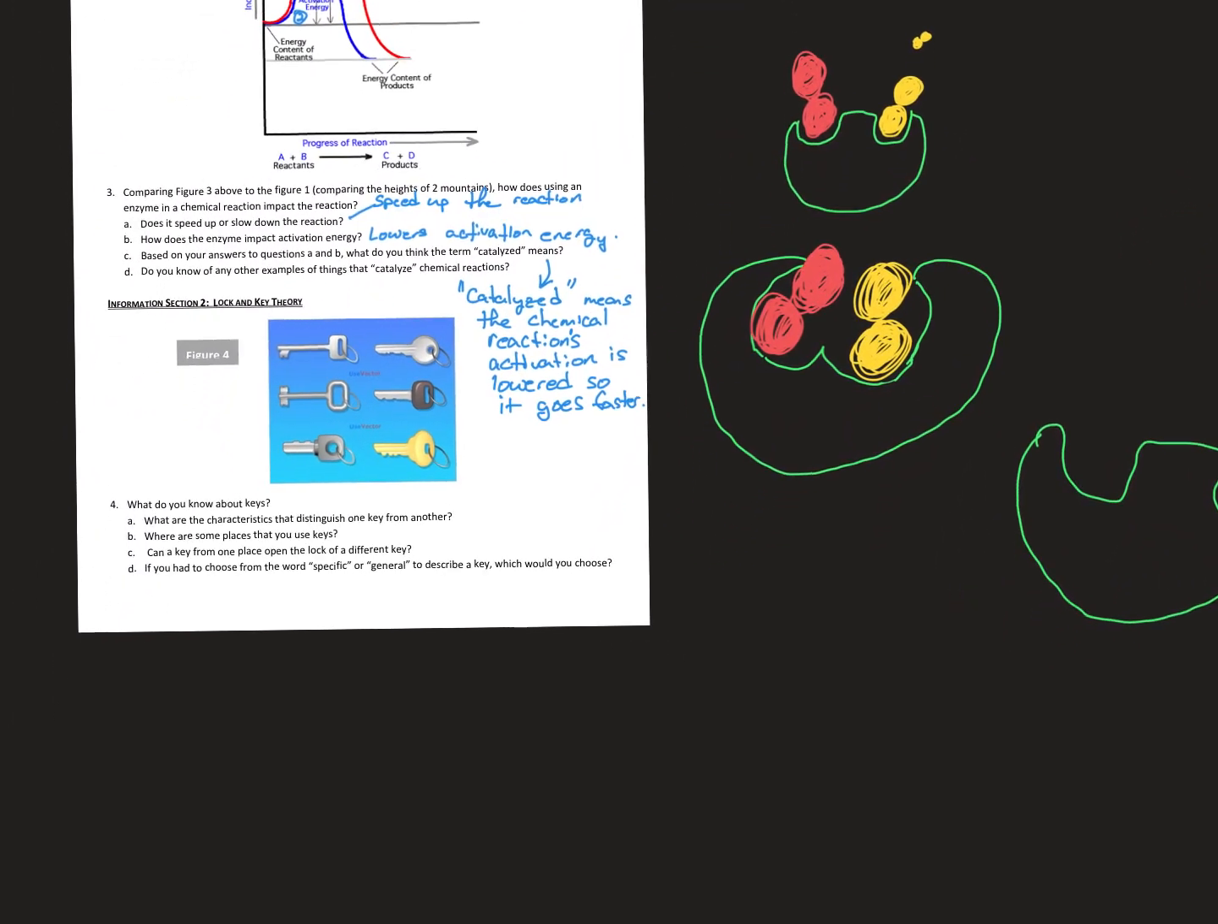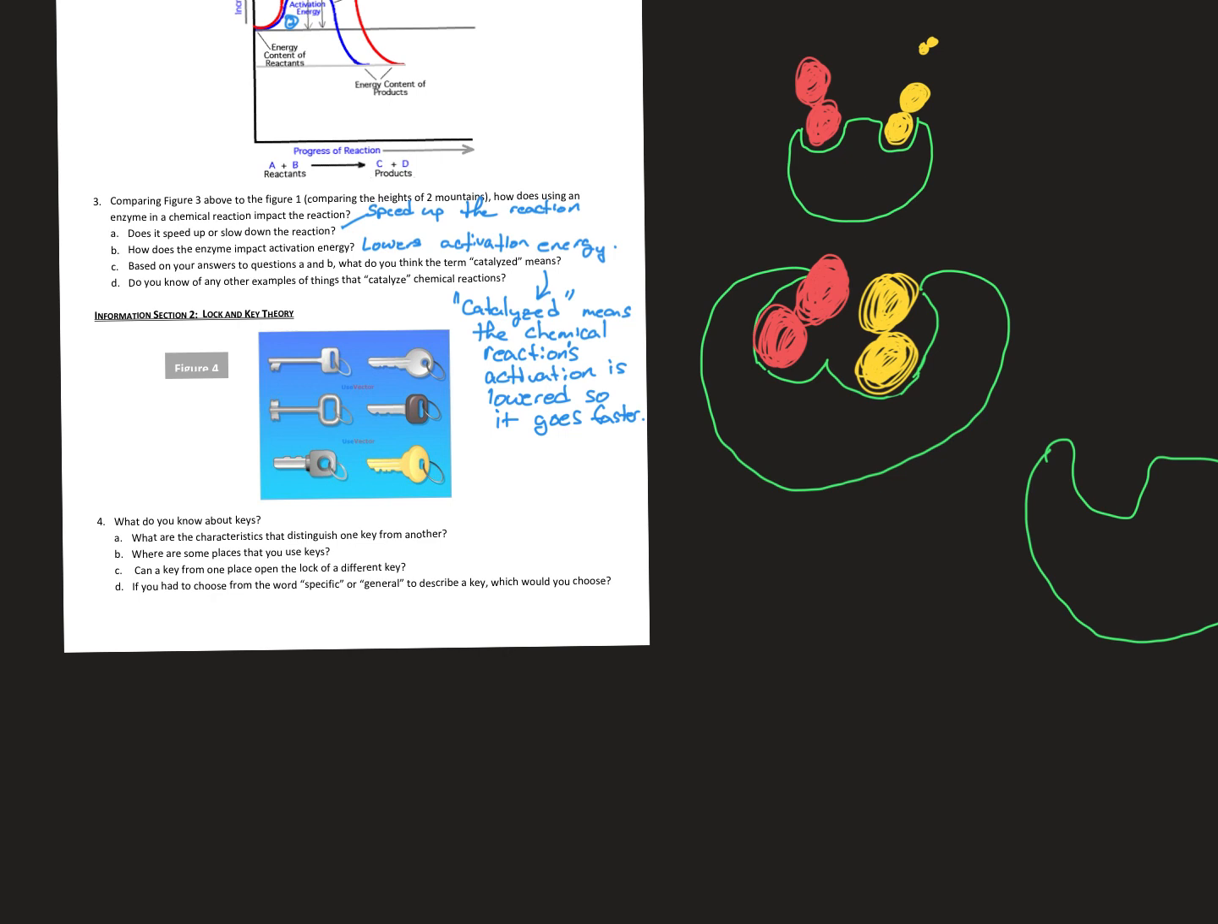All right, so that's the example that's in the book, and that's the example we had mentioned in class. So when we look here, what do you know about keys? What are the characteristics distinguishing one key from another? So shape, right? The shape of the key, this shape will open one lock but not another, etc. Where are some places you use keys and locks?